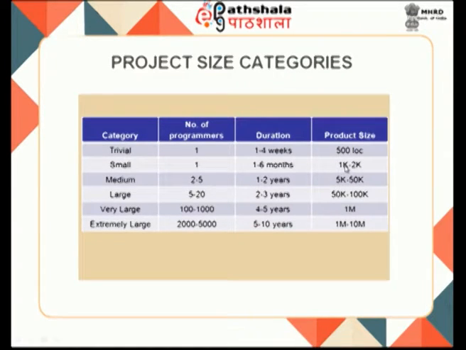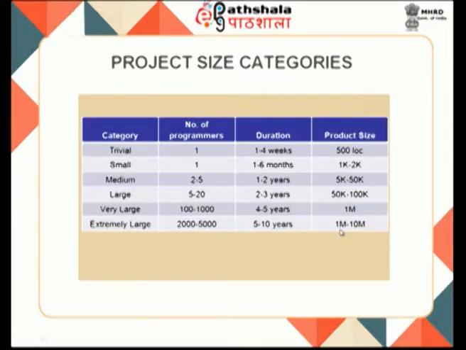Whereas simple applications like grocery store information or simple day-to-day applications are the typical examples of trivial and small scale categories. Whereas industry takes up very large projects which run for 4 to 5 years or 5 to 10 years, and will write 1 million lines of code or between 1 million and 10 million lines of code. For that they might require 100 to 1000 programmers or 2000 to 5000 programmers who are to be managed.